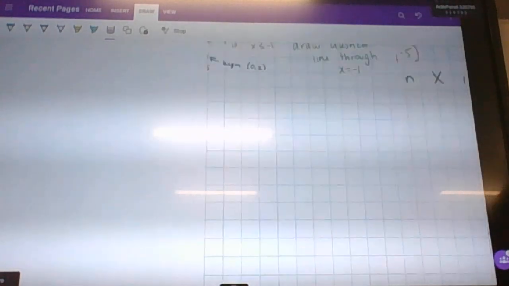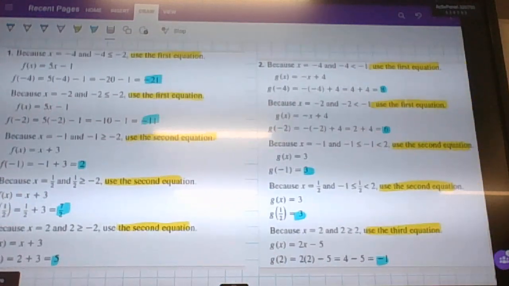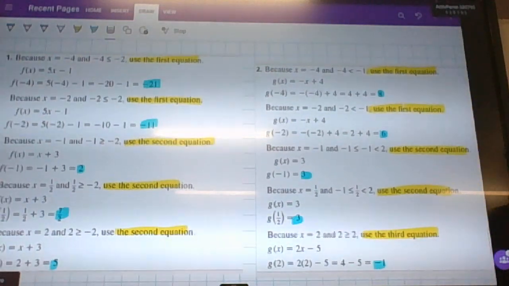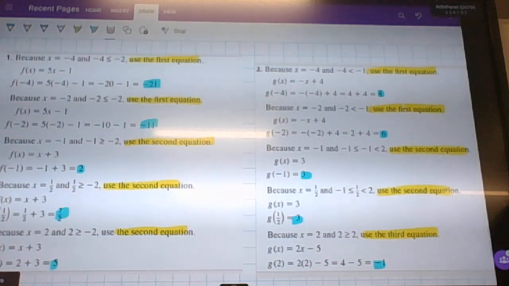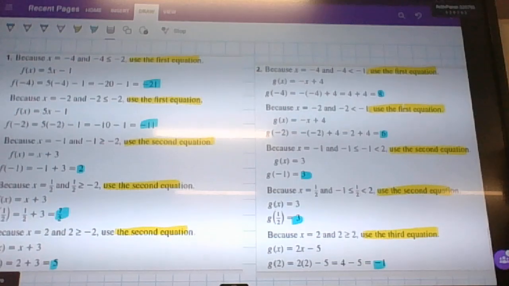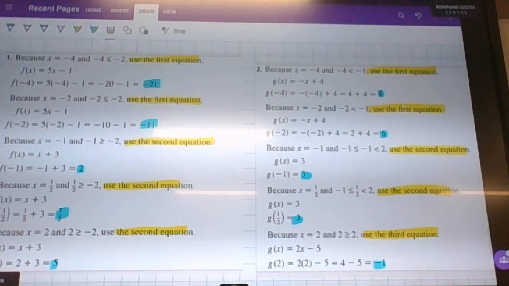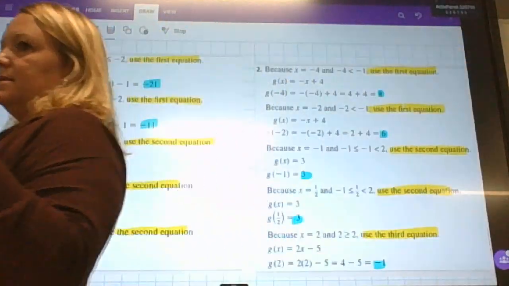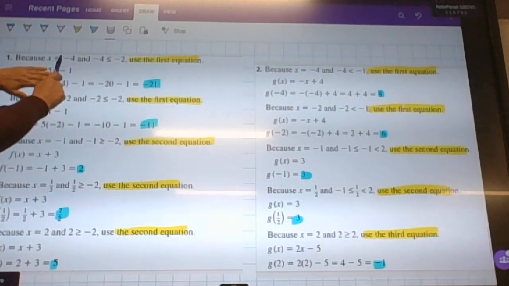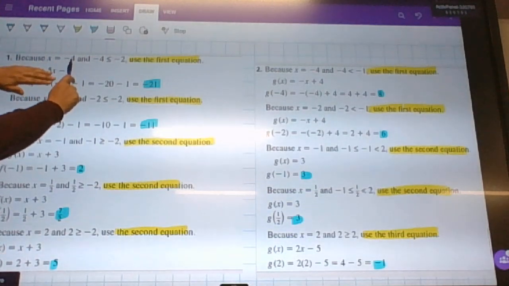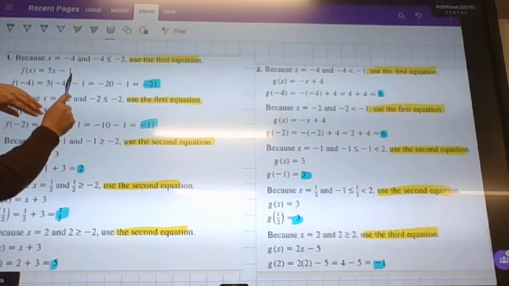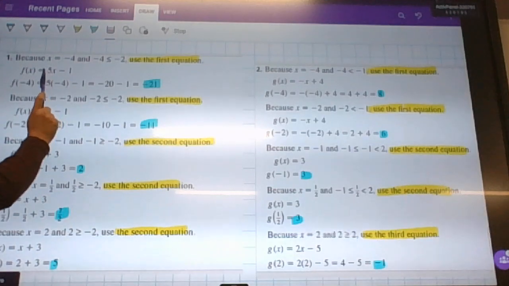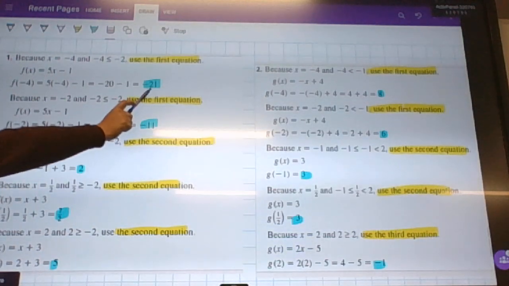All right, guys, let's take some questions on what was happening yesterday. Here are the answers for number one, using the back of your book. Make sure you're using that as a tool to help you problem solve as well. What's highlighted in yellow tells you which piece to plug into. The first thing you were challenged to plug in was -4, and you used the first equation, 5x minus 1. So when you put -4 in there, you get -20 minus 1, and here's your answer, -21.